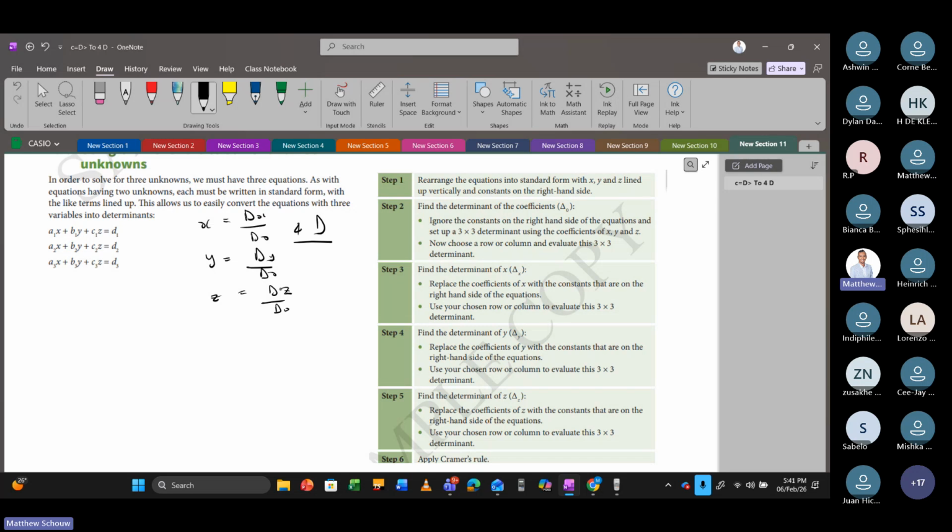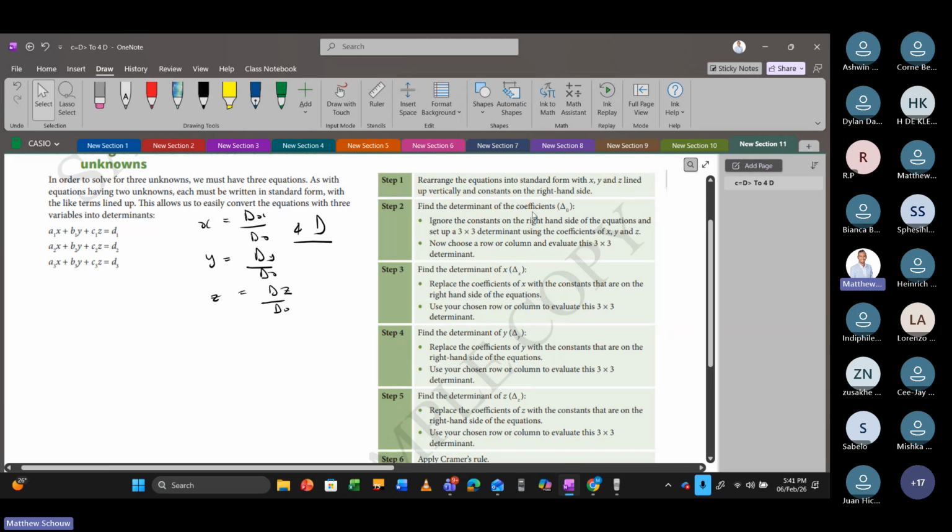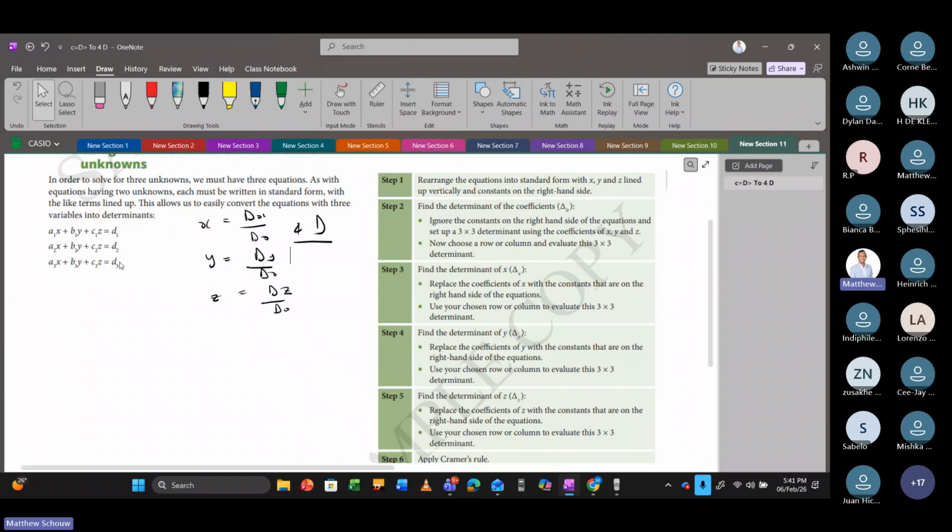So let me go through the steps. The first thing we want is to arrange into standard form. In this case, the standard form is anything with a variable is on the left-hand side, and it's equal to the constant value. That's the first thing. This is the standard form you guys are taught. For 2 by 2, use exactly the same thing.